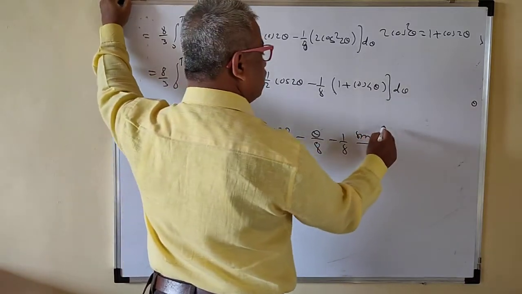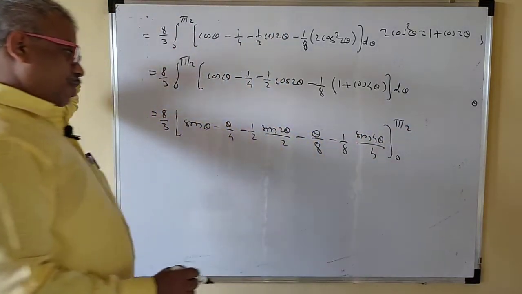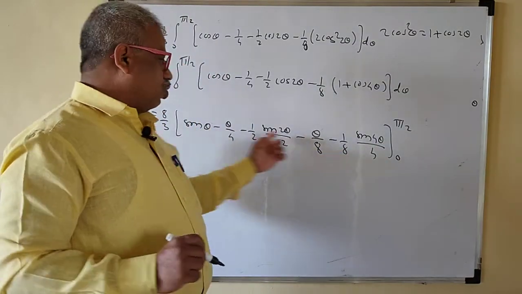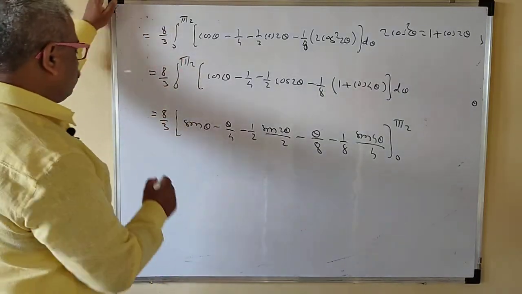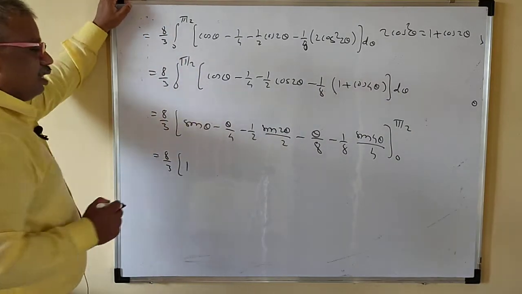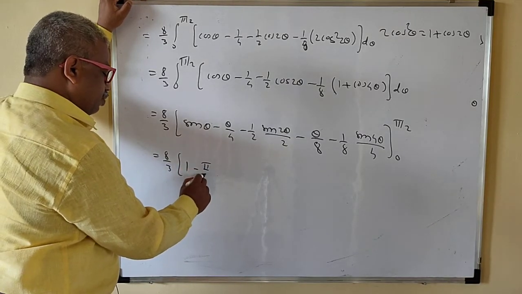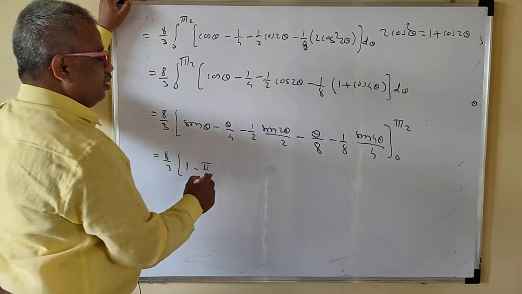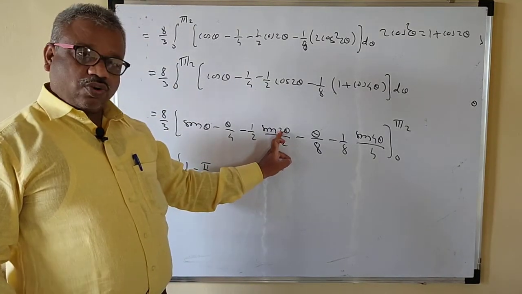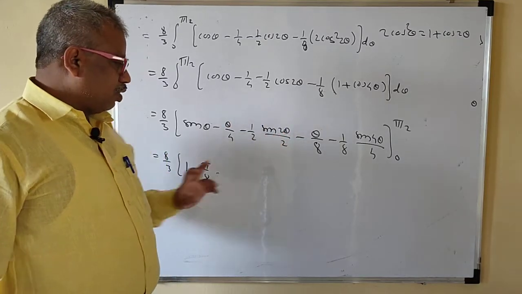Okay. So then this limit is what? 0 to pi by 2. So you only have to put the upper limit. If you put the lower limit, it is 0 now. So now this is 8 by 3 sin theta, sin pi by 2 is 1. So this is minus pi by 8 now. If you put theta is equal to pi by 2, then this is twice, so this is pi. It will be 0 now here.